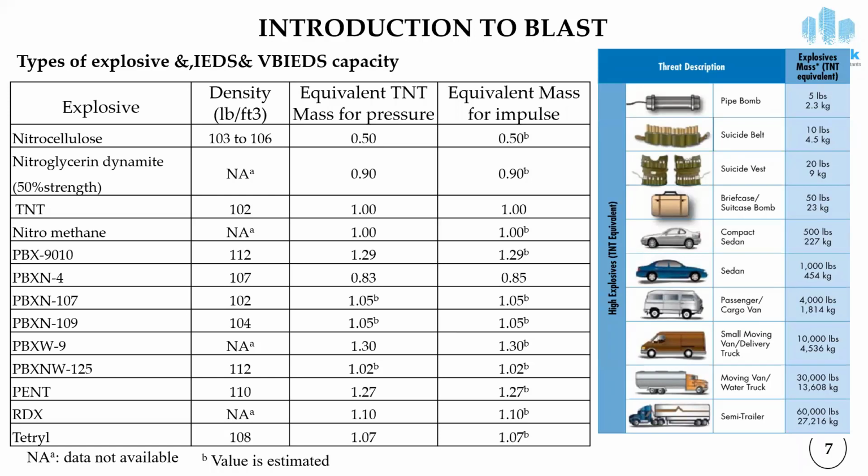Here you can see that the quantity of explosive material that each VBIED can carry has been mentioned. For example, in a suicide belt, 5 kg of explosive material can be transferred from one place to another, while in a suicide vest, 9 kg of explosive material can be communicated. Are you getting me? Yes, sir.